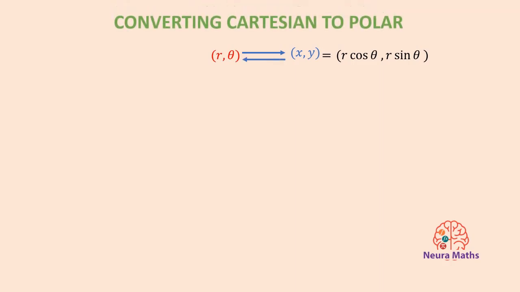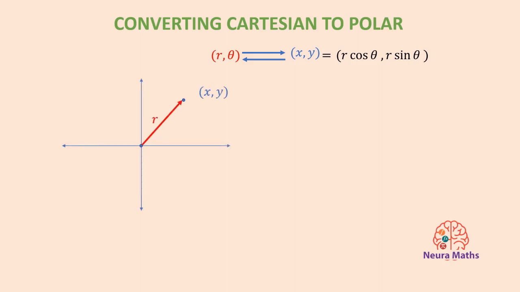Previously, we studied how to convert polar points to Cartesian points, and we said that the x-coordinate is equal to r cosine theta and y is equal to r sine theta. Now we are going to do the opposite. We are going to convert a Cartesian point to a polar point. So, let's go back to our triangle that links the polar coordinates, r and theta, to the Cartesian coordinates x and y. Let's find r and theta using x and y.